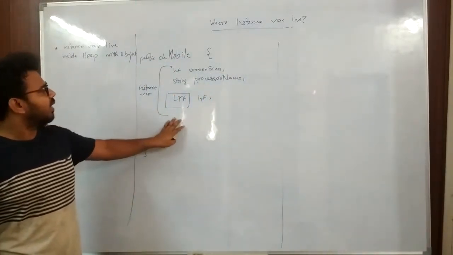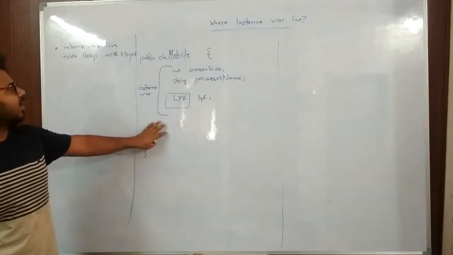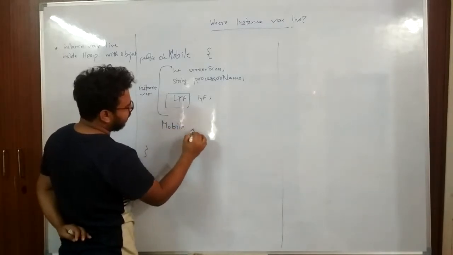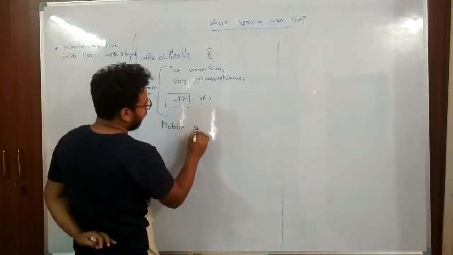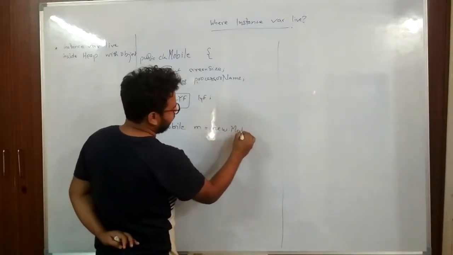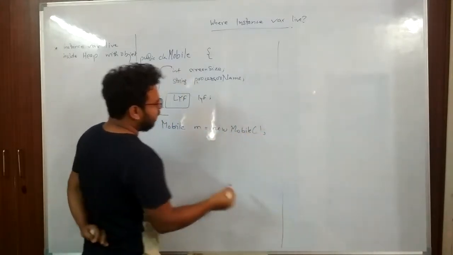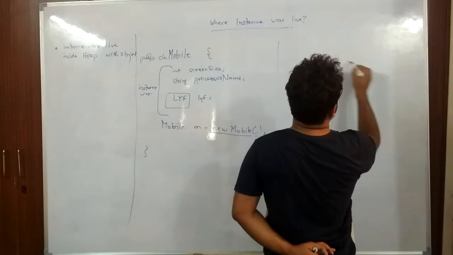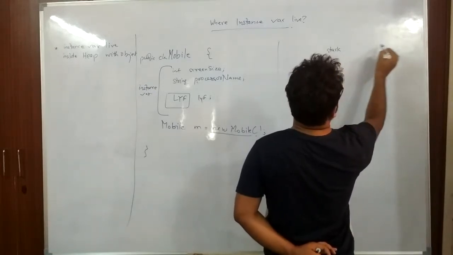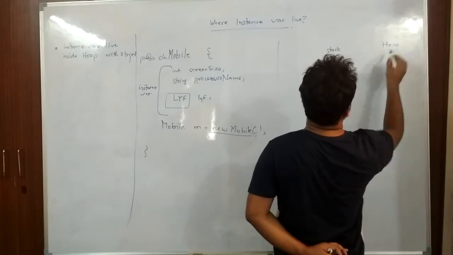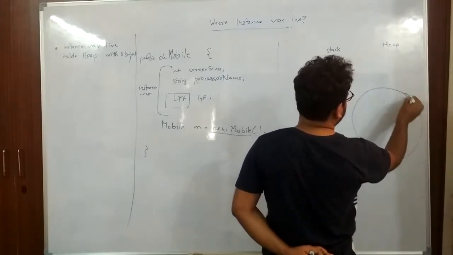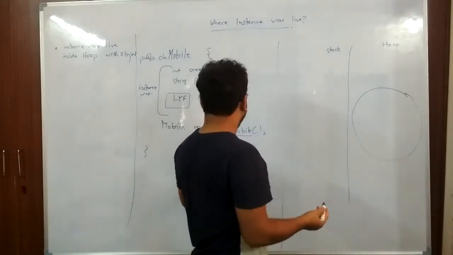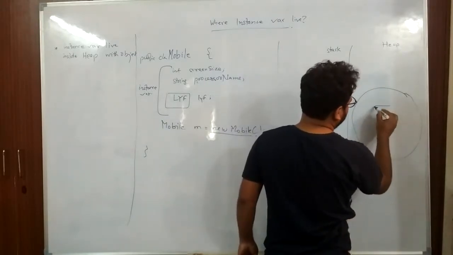Now let us see where these live. When we write the line Mobile m is equal to new Mobile, we create the object for the mobile. At this line, a new mobile object is created in the heap area. Suppose this is stack and this is heap. Inside this heap area we are going to have our mobile object.